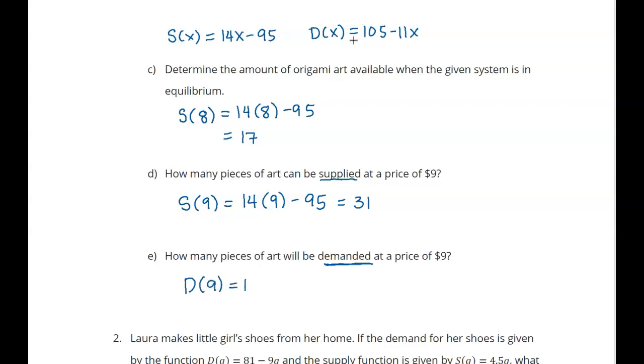That is equal to 105 minus 11 times 9. 105 minus 99 is equal to 6. So 6 pieces of art will be demanded at a price of $9.